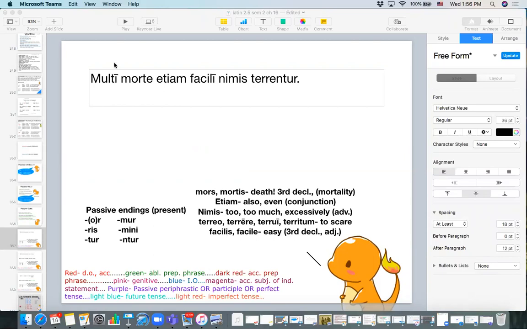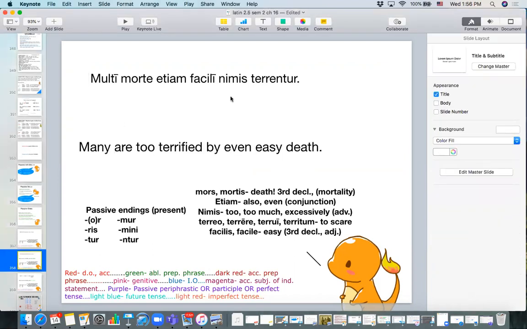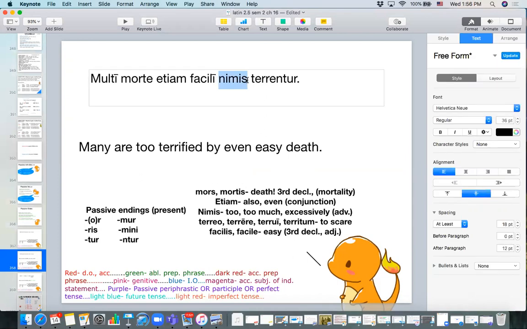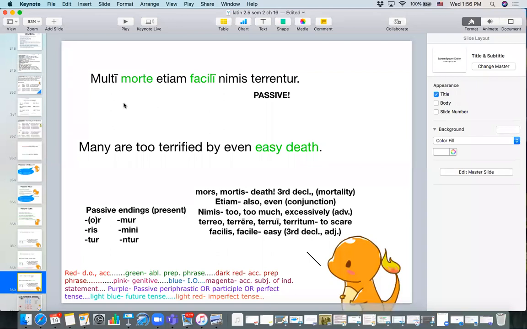But anyway, okay, so it's passive. Many are terrified, okay? That is the big thing. And it's not just terrified. Nimis is kind of this adverb that means too or too much. So, many are too terrified, by even easy death.